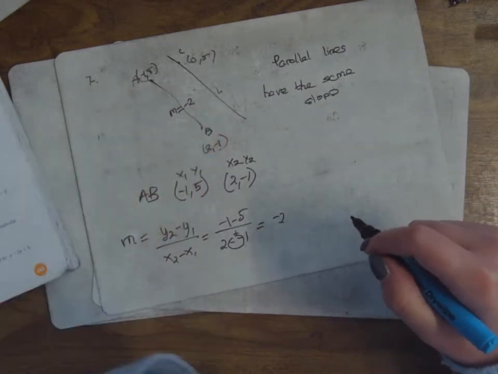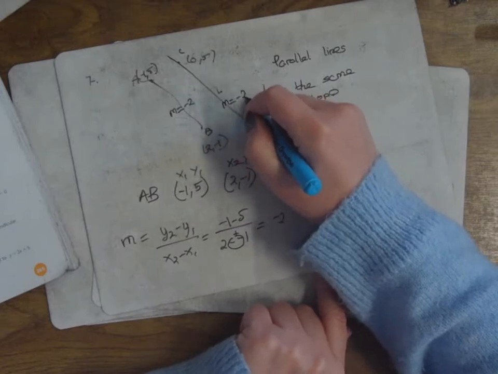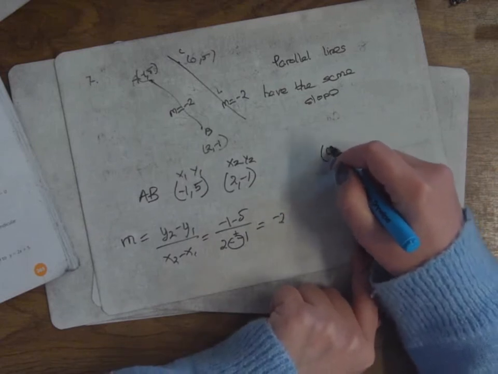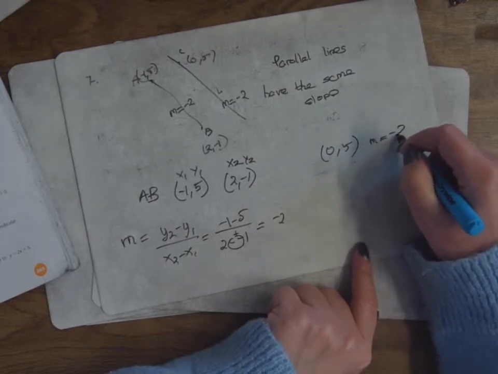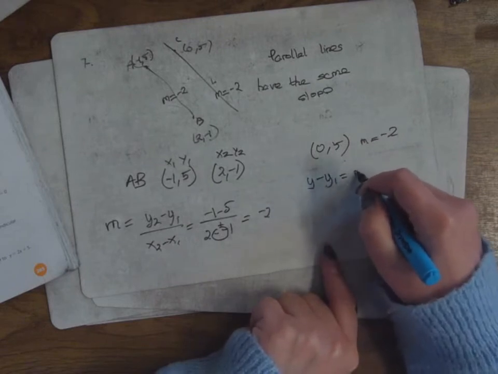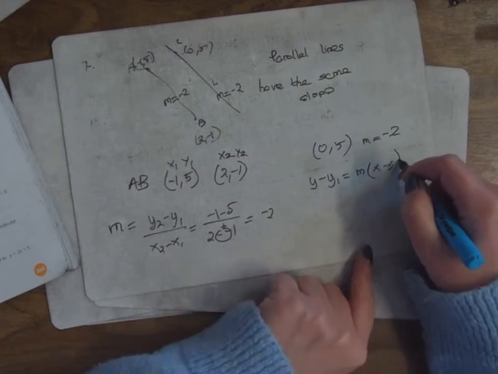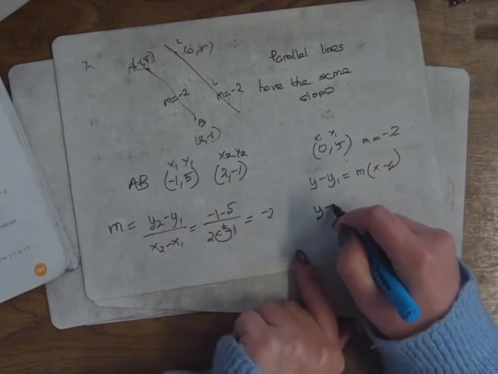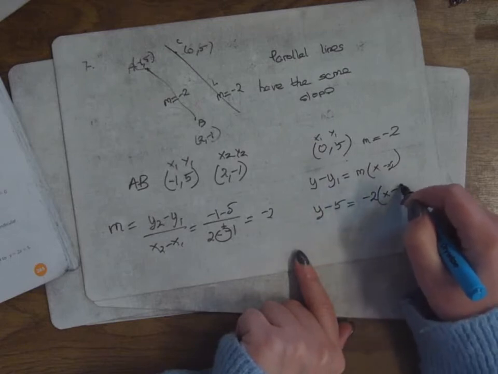What's the slope of the line I'm interested in? Also, minus 2. How do I know it's minus 2? Because they told me they were parallel. Okay? So the line I'm interested in goes to the point 0, 5. It has a slope of minus 2. And they asked me to find the equation. So it's y minus y1 equals m into x minus x1. So this is x1, y1, fill in. So it's y minus 5 equals minus 2 into x minus 0.